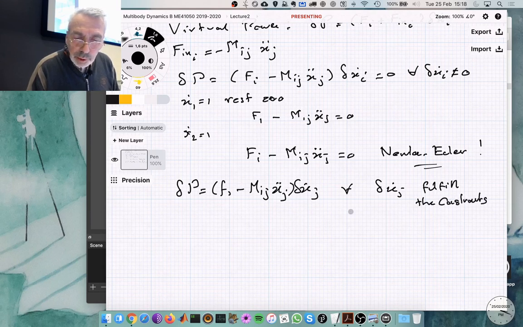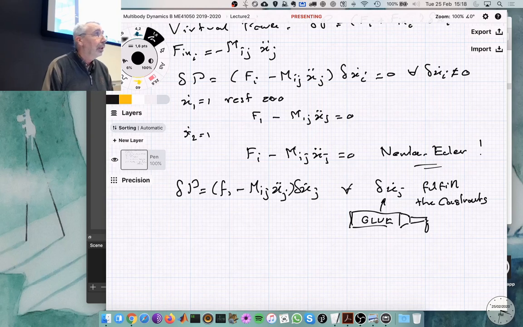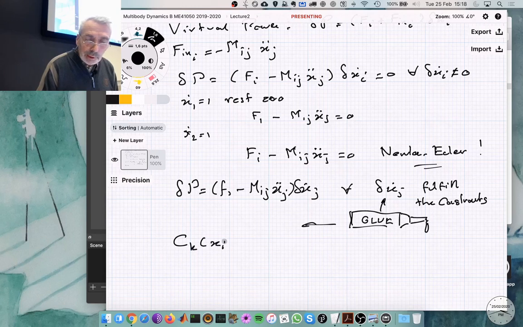And remember, as I always say, that is our glue. We have to put our glue to the system in some way, and this glue also has to apply to our virtual velocities. Now, where do we get our glue from? Of course, our glue is just our constraint equations. So how many constraint equations? K constraint equations, c_k(x_i) is 0. These are our constraint equations.